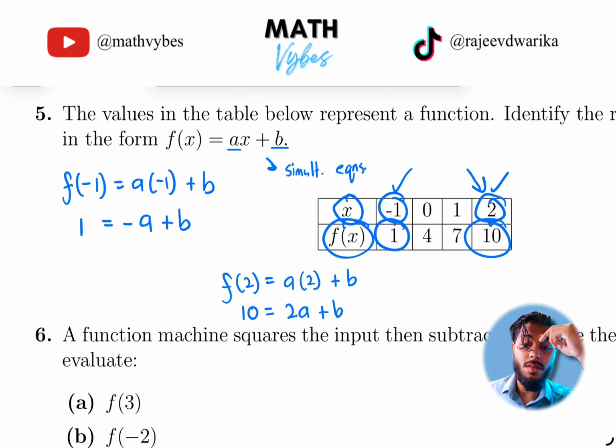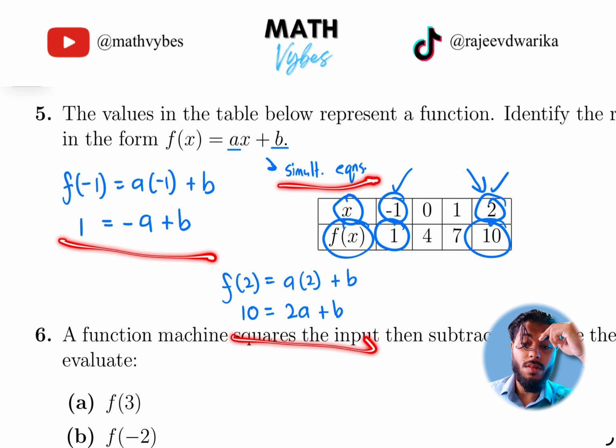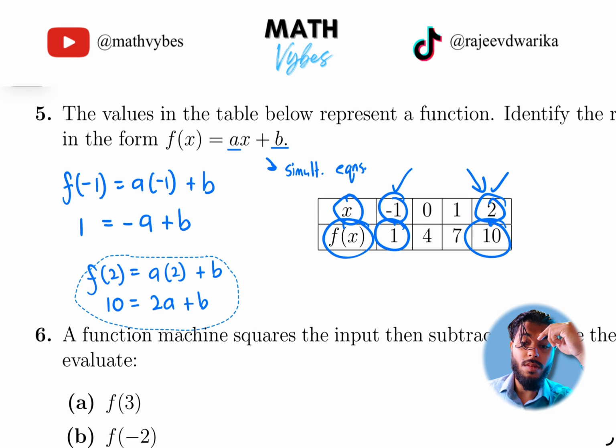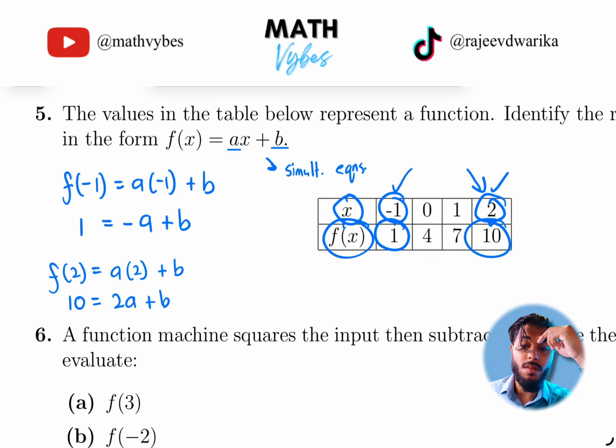Anytime you end up with two equations with two unknowns, again, think simultaneous equations, right? And once you have a system of two equations for two unknowns, you can solve it very simply, either using elimination or substitution. Now, for the sake of this, I'm going to do elimination. It's the quickest thing. So I could call this 1 and I could call this 2.